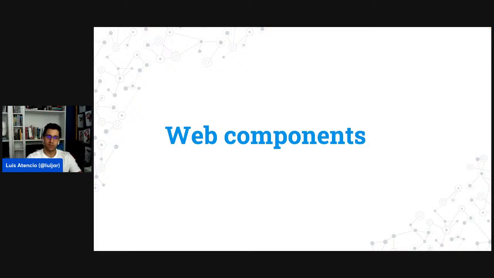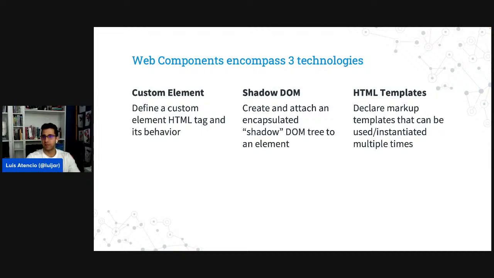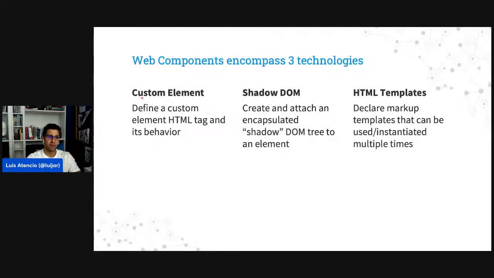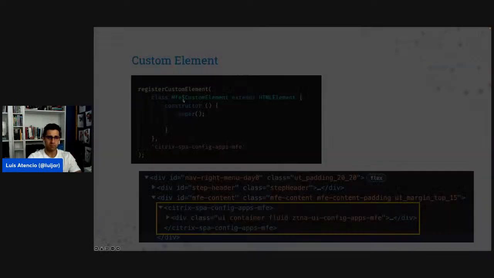So where do web components come in? Web components is the technology that will enable the micro frontend paradigm to come to life, right? With web components, we can talk about three different technologies: custom elements, the shadow DOM, which we'll go into a bit, and the HTML templates. For today, since I know we don't have a lot of time, I'll focus on custom elements and the shadow DOM, right? These are, in my opinion at least, the two most important ones.